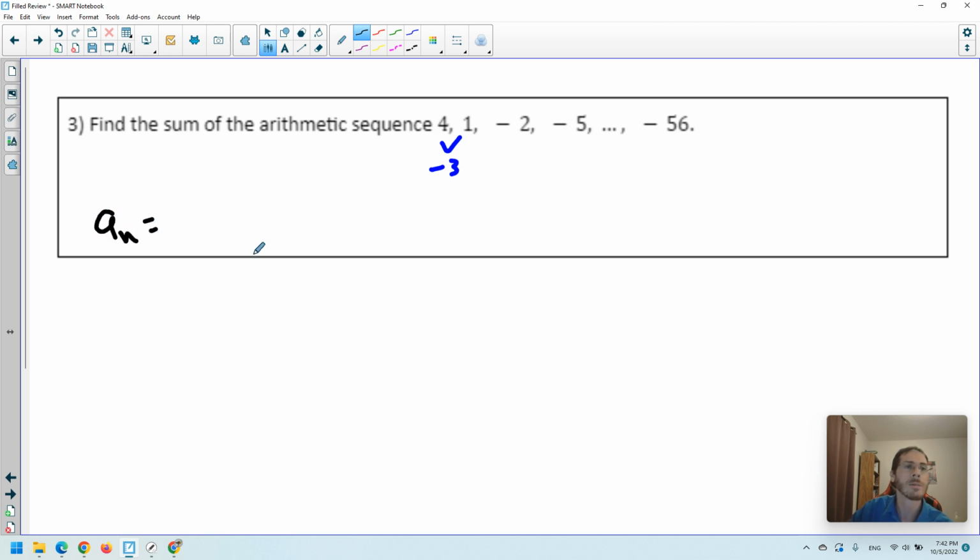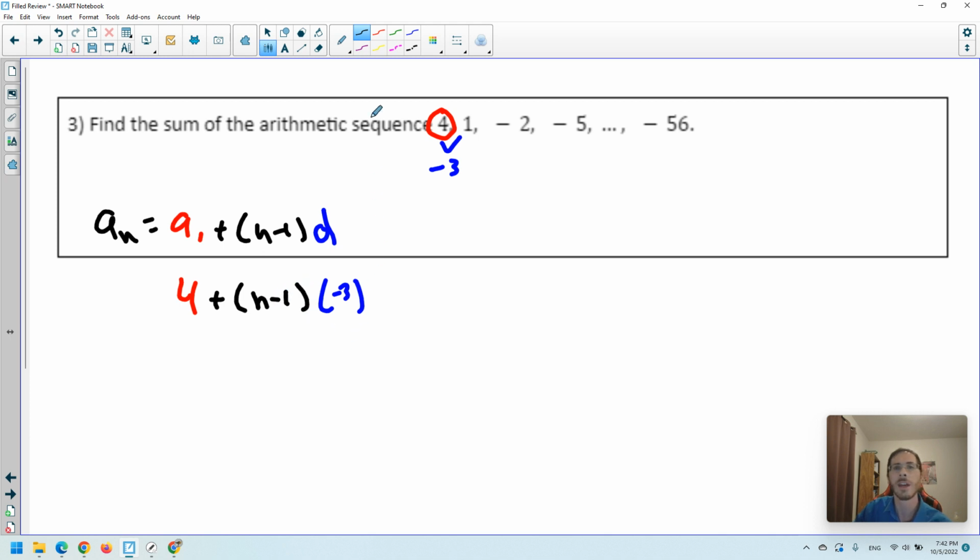So a sub n equals a sub 1 plus n minus 1 times d. Again, I want to find out how many terms we actually have in this sequence. I can figure that out because I do know a sub 1. A sub 1 right here is the beginning one, so we start at 4. I do know d. I'm going down by 3 every time, so that's good. I want to find n. I want to know how many terms are in this sequence, so I'm going to leave that as n.